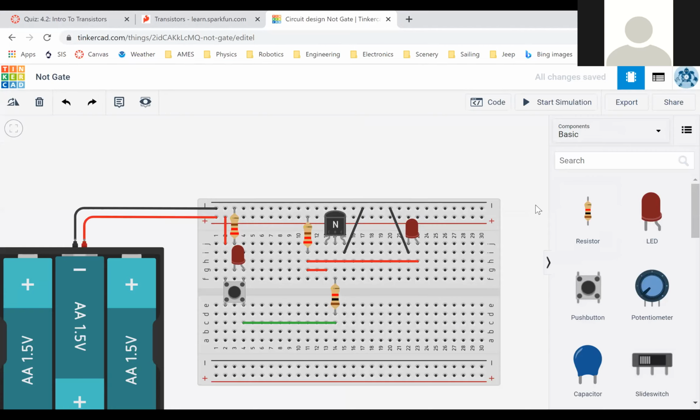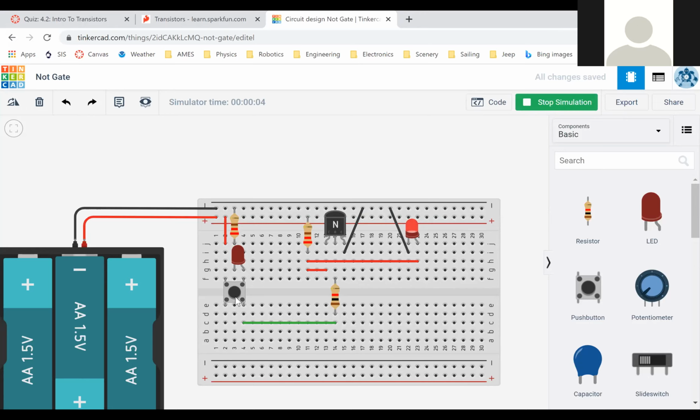Okay, here we go. So I've only got one button this time because a NOT gate only has one input. So hopefully you guys remember the way it works is the output is whatever the input is not. So when the input is low, that means the output should be high. So that means as soon as I start this simulation, my output light should immediately come on. Let's see if that happens. Hey, yes, it works.